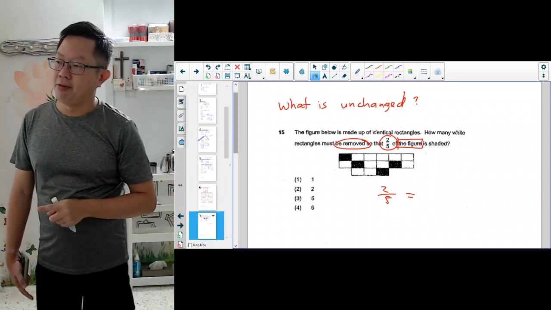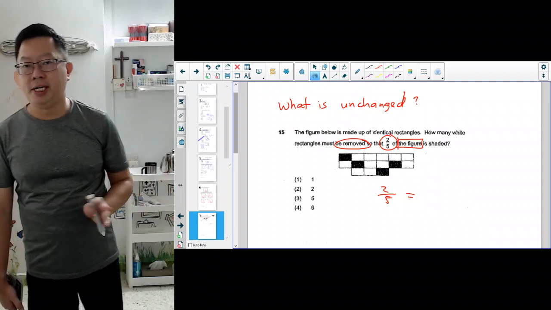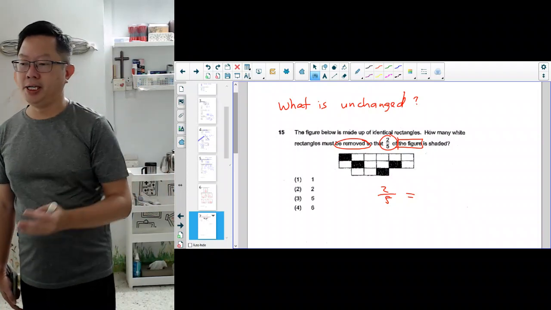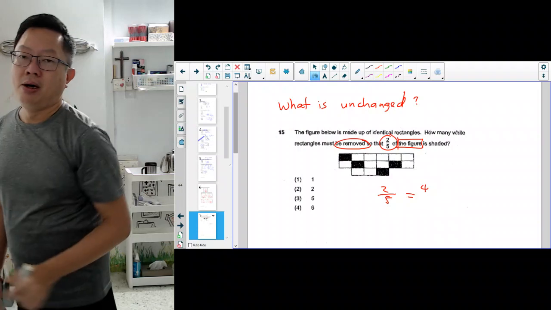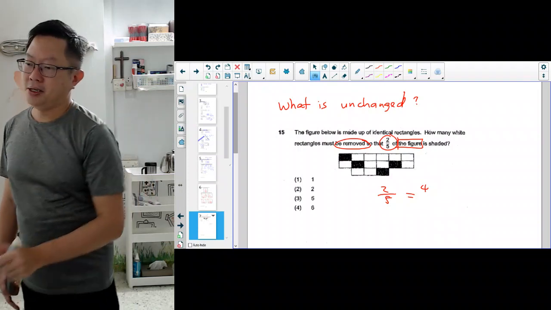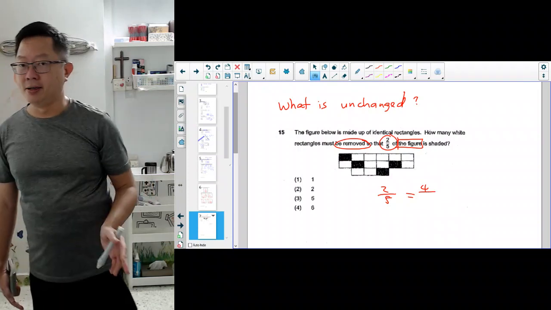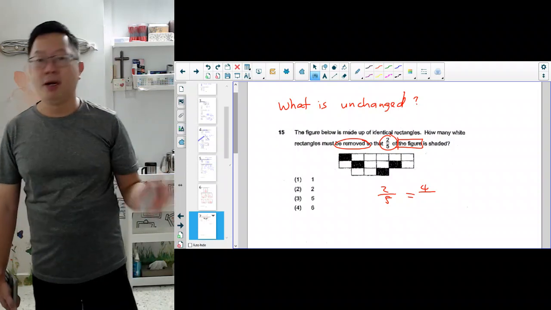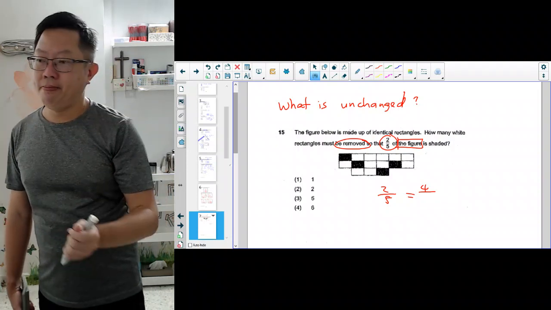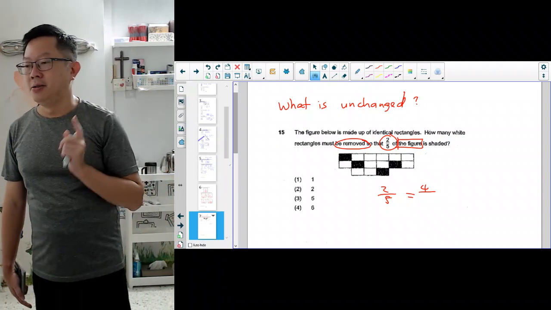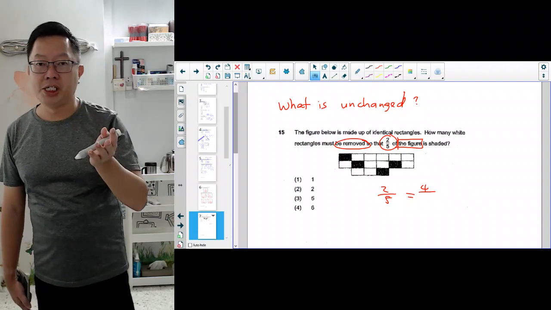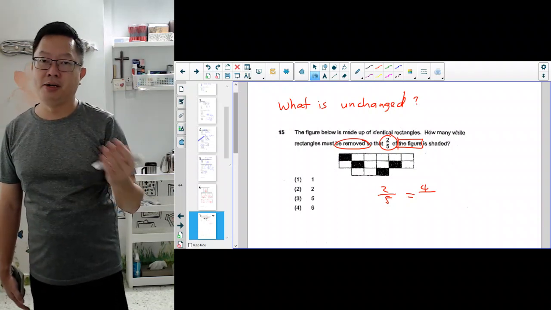But if you look at the figure, are there only 2 rectangles that are shaded? There are 4 rectangles that are shaded. So you have to put the 4 there. Why do you put the 4 there? Because you are not going to color any more rectangles, right? You are going to remove the white rectangles, but still keep the shaded rectangles. So the shaded rectangles is still unchanged, still the same. So you still have 4 shaded rectangles.